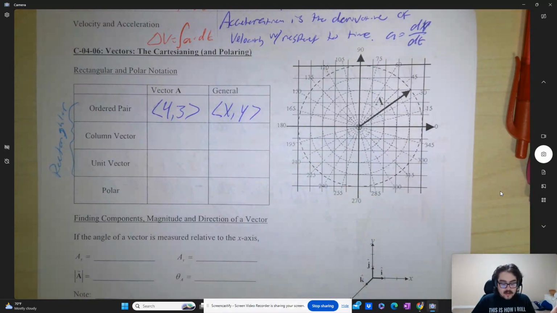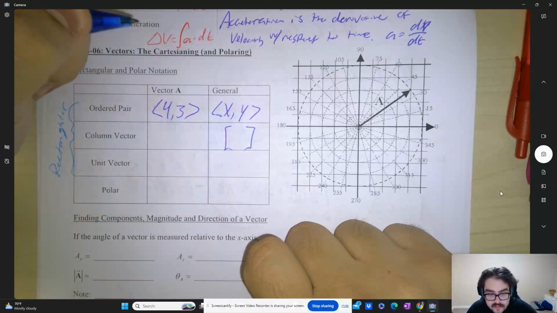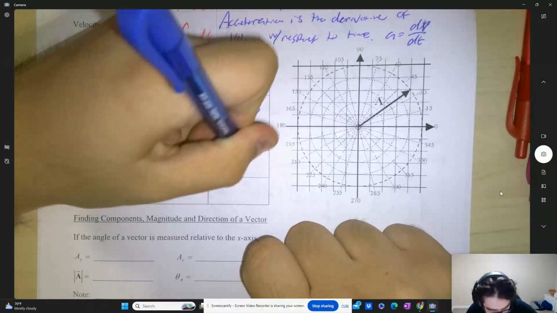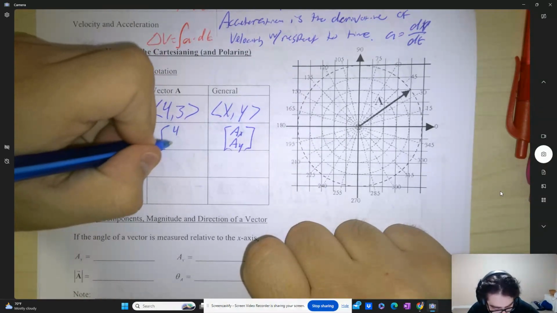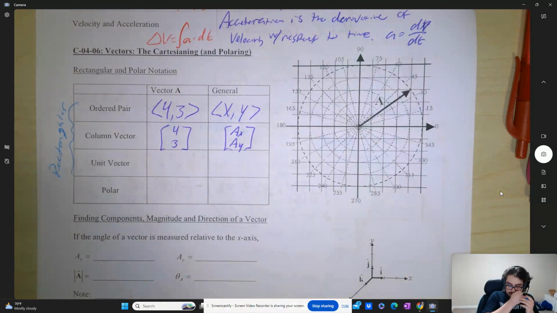A column vector is going to look kind of like a matrix. It has the x component on the top and then the y component on the bottom. So the x component, we already found, was 4, and then 3 on the bottom. Boom, there you go. That's a column vector. Pretty straightforward. Nothing too crazy.